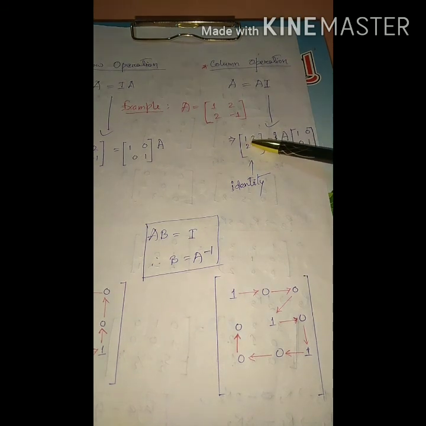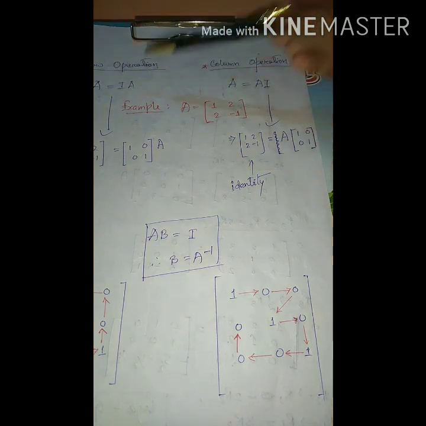Similarly, if you get this as I, then it is of the form AB equals I, that means B equal to A inverse. Is it clear? So in this way we can apply the row operation and the column operation. Row operation means mainly you write A equal to IA, and column operation A equal to AI. Later on when you do some questions it will be more clear, because elementary operations are not so easy.